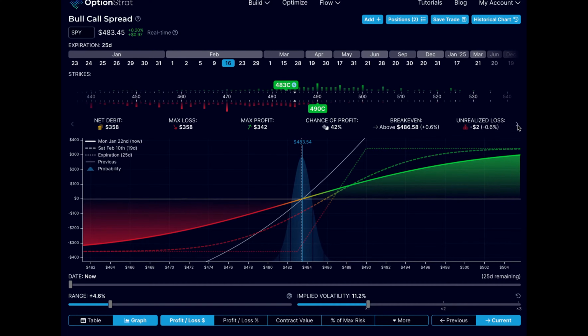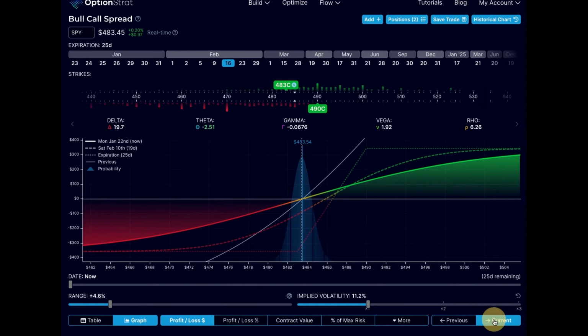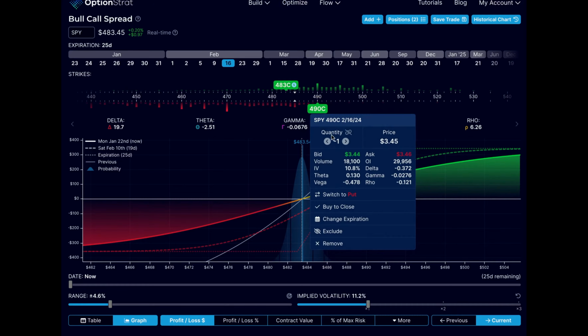And then I can also look and see how that impacts my Greeks. And again, I can go to previous, go to current, and all of that is updated instantly. So let's just say that I like this version of the trade. I can come in here and I'm going to sell this call. And we can see that the bid ask is nice and tight, 344 to 346. So I'm okay accepting that 345 price.